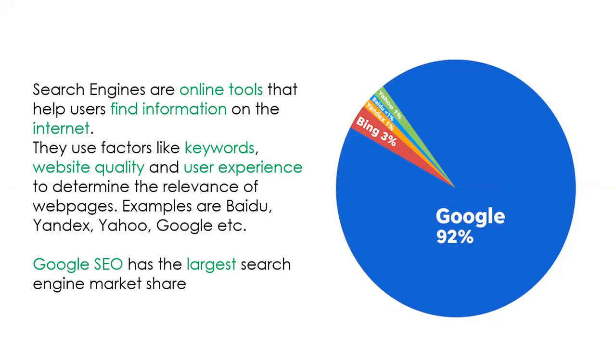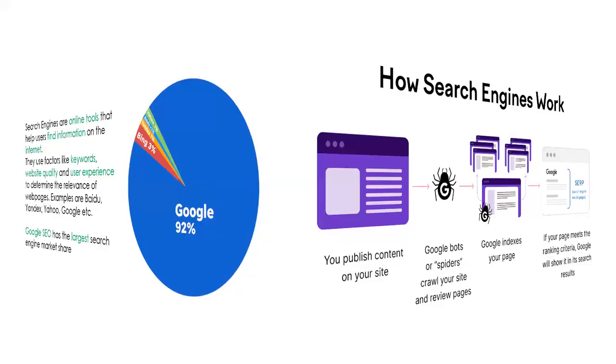Okay, so we just talked about SEO. There's no way we can talk about SEOs without talking about search engines. So search engines are online tools that help users find information on the internet. They use factors like keywords, website quality, and user experience to determine the relevance of web pages. Examples of search engines are Baidu, Yandex, Yahoo, Google, Bing, etc. Amidst all of them, I think Google has the largest search engine market share, and that is why it's recommended for one to have their web pages on Google to be easily seen.